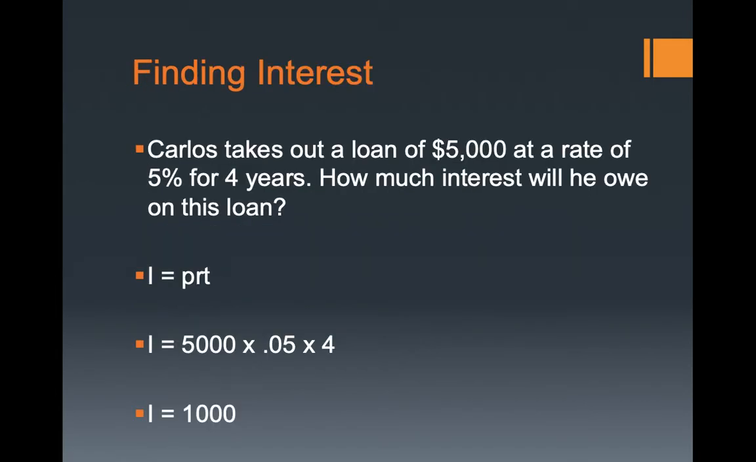So we're going to use the same problem, but look at it in 5 different ways. So let's do it from the perspective of trying to find interest. So Carlos takes out a loan for $5,000. So $5,000 is our principal, at a rate, there's our rate, 5%, so 0.05, for 4 years. 4 years is our time. So we plug in our principal, our rate, and our time. Then you just multiply them all together and you get 1,000. So that's your interest.